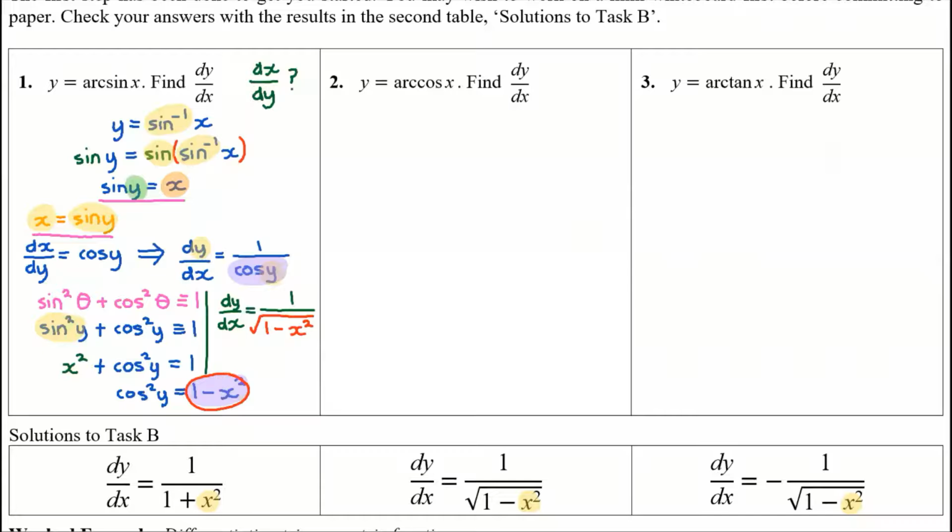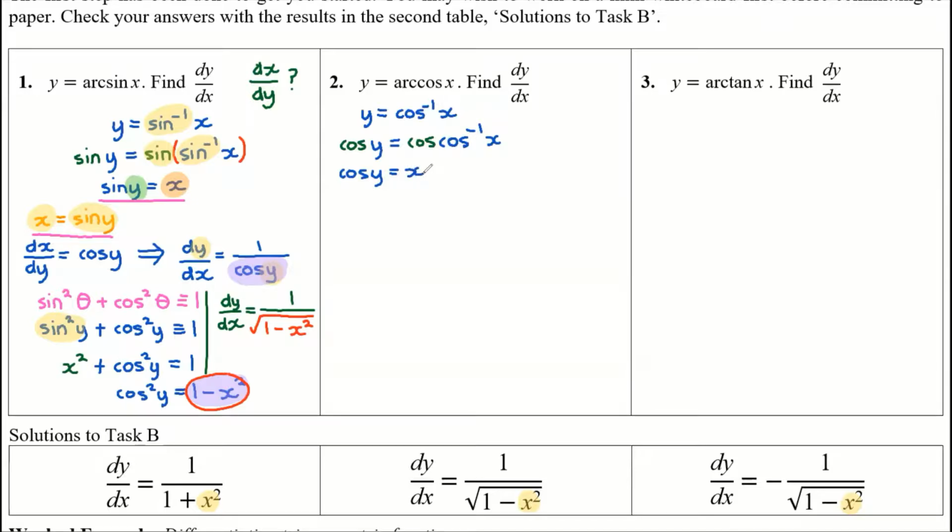Okay, so for the next part, we're going to use the same process. So I'm going to rewrite the equation as y is equal to the inverse cosine of x. And if I apply the cosine function to both sides, as I did with the sine function in the previous question, so I've got the cosine of the cos to the -1 of x. They obviously undo each other. So we now have the cosine of y is equal to x.